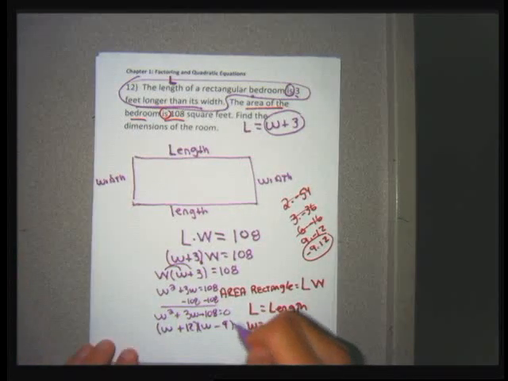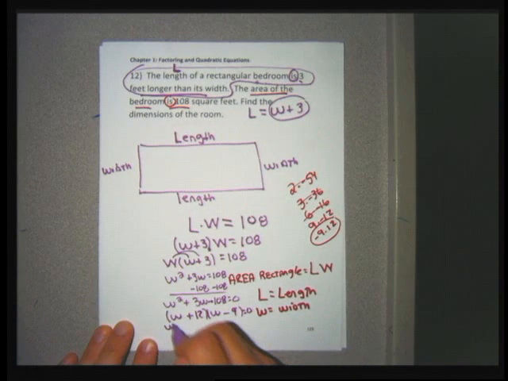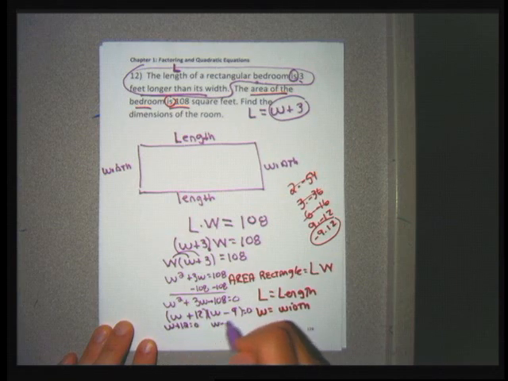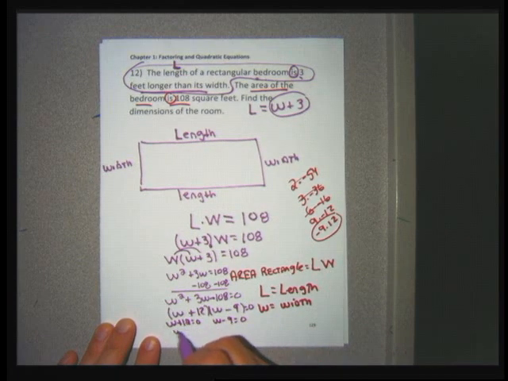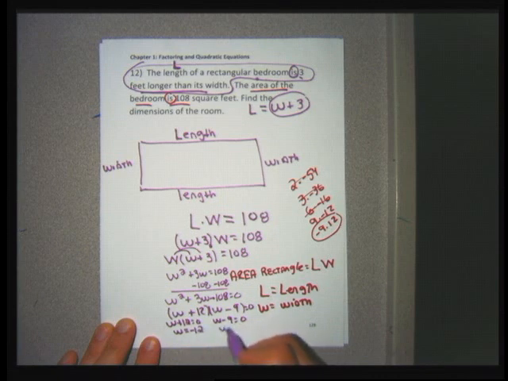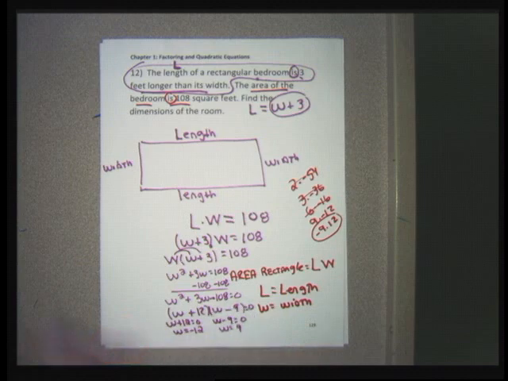equal to 0. Now I'm going to go w plus 12 equal to 0 and w minus 9 equal to 0. The w plus 12 gives me width equal to negative 12. The w minus 9 gives me a width equal to 9. Usually, when we do a word problem, we keep all the answers because they fit the equation. In geometry word problems, we only keep the positive answers because the width of a room can't be negative 12.